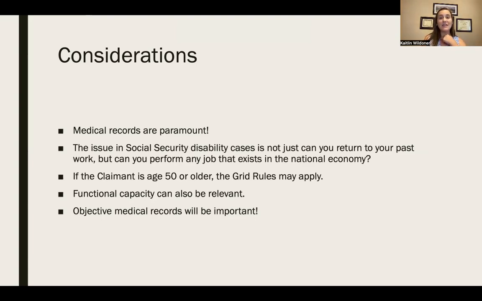Okay. Functional capacity can also be relevant, particularly if you're under age 50. If you are over age 50, functional capacity is also relevant because where you fall on that functional capacity chart determines what grid rules might apply. And depending on age and that functional capacity, certain grid rules are more advantageous than others. Objective medical records will be important. It can be really hard to do with RA, because it doesn't tend to show up on an X-ray, an MRI, a CT, things like that. So what it comes down to is having a team of doctors that recognizes what's going on and does what they can to help you.